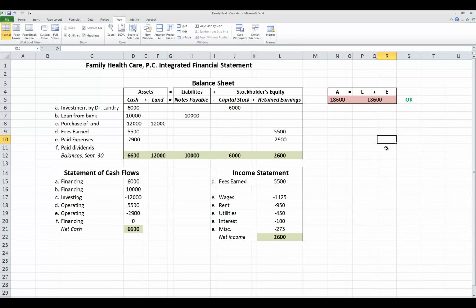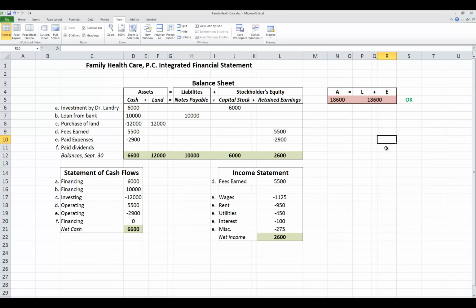Now I do want to point out that down in the statement of cash flows, if you see under transaction E, we have another operating cash outflow. And that is the $2,900 we just paid to cover our expenses. So that $2,900 in the balance sheet up at the top and minus $2,900 in the statement of cash flows comes from our expenses in the income statement over at the bottom right. Okay, so we really have one more transaction, and I think we're just about done.